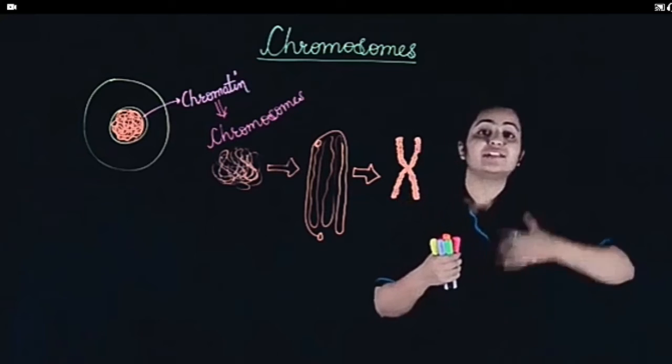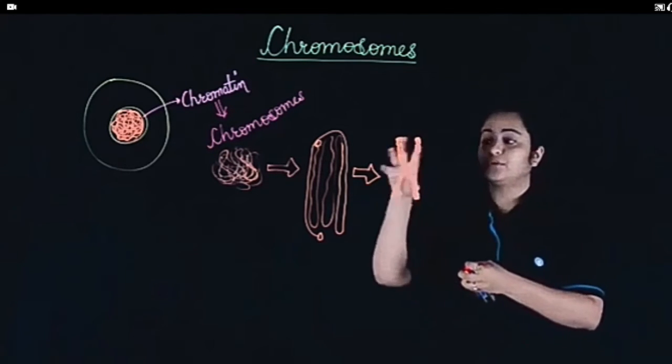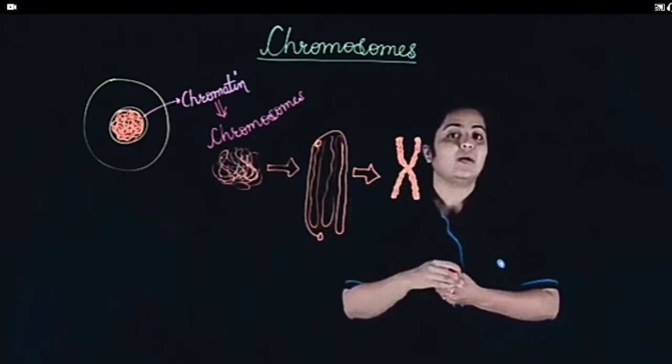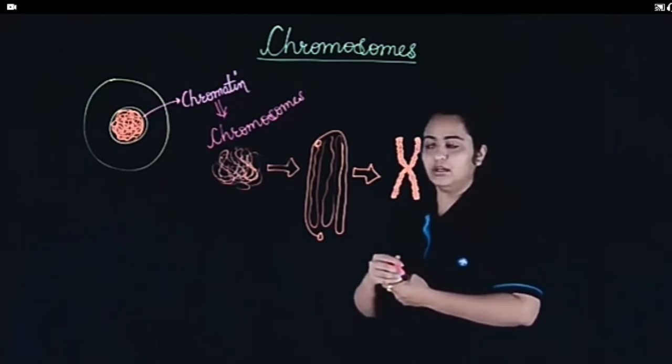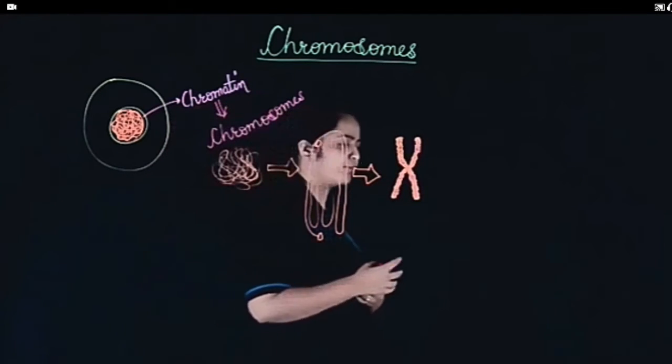This is how life is survived, because you have all the characters inside you due to these chromosome structures, or simply the chromatin structures. This is how life is governed on the planet Earth. Now this was about the chromatin and the structure of chromosomes.